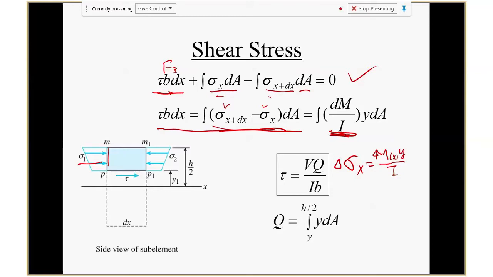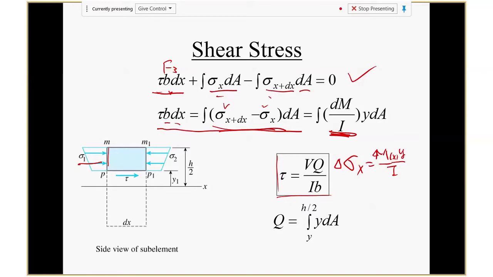Next will be much easier. You just combine the terms. Here you have this b times dx. You just divide it over, move it to the other side, and you will get this equation. So now we have an equation where you can determine the tau.